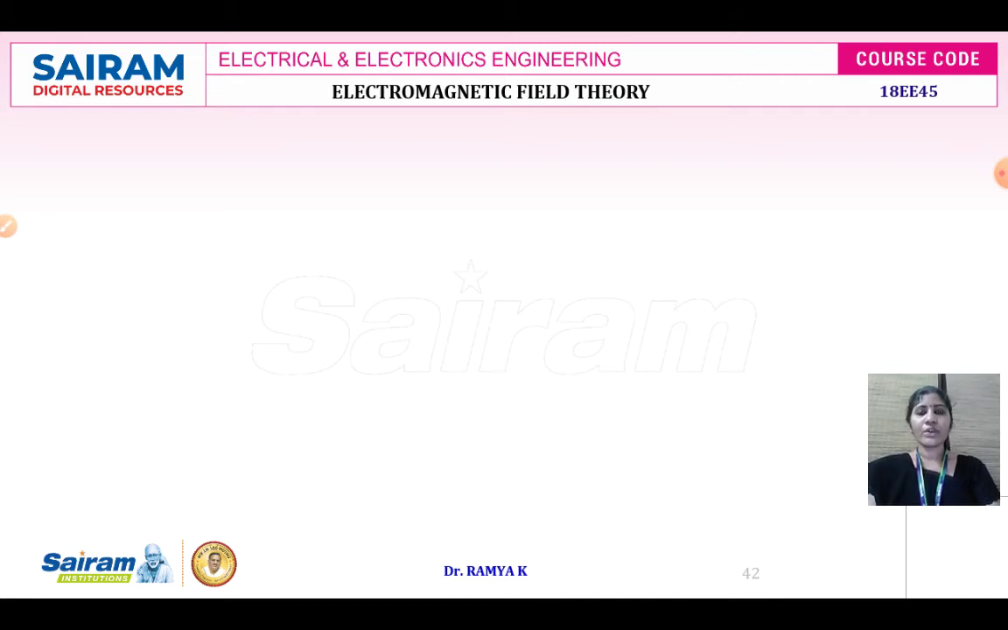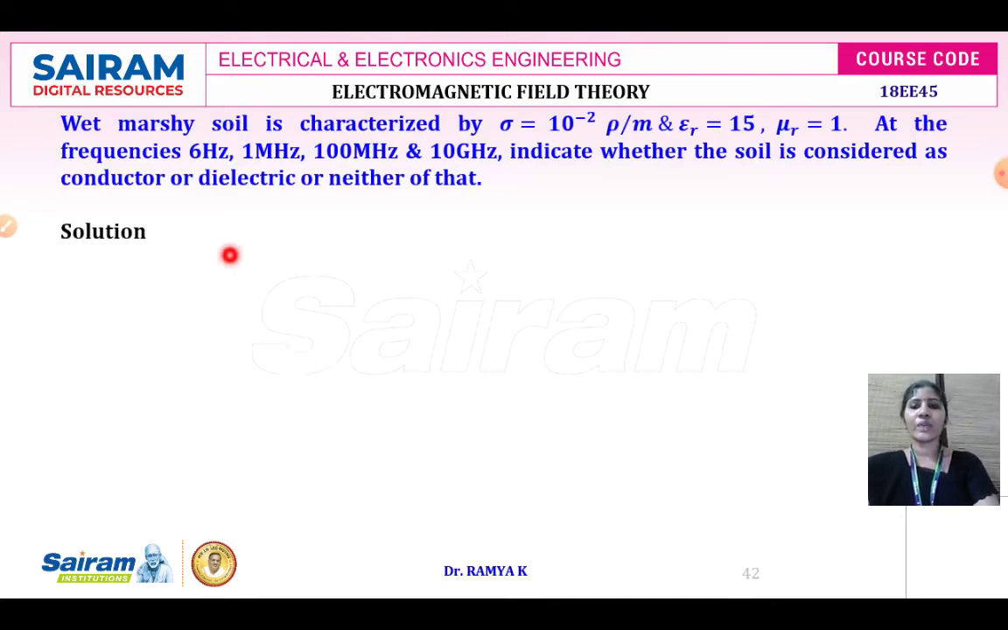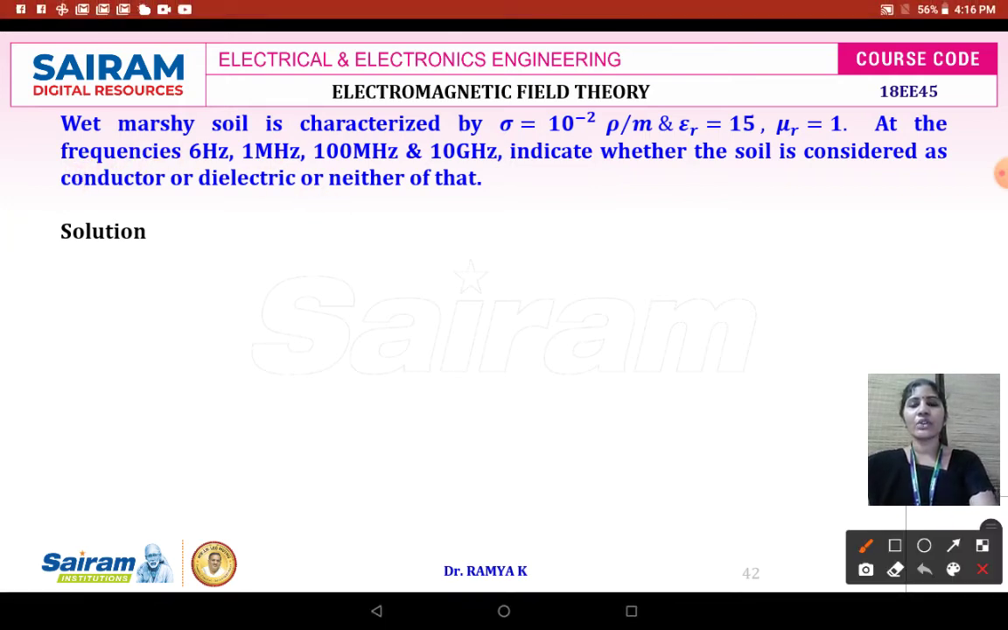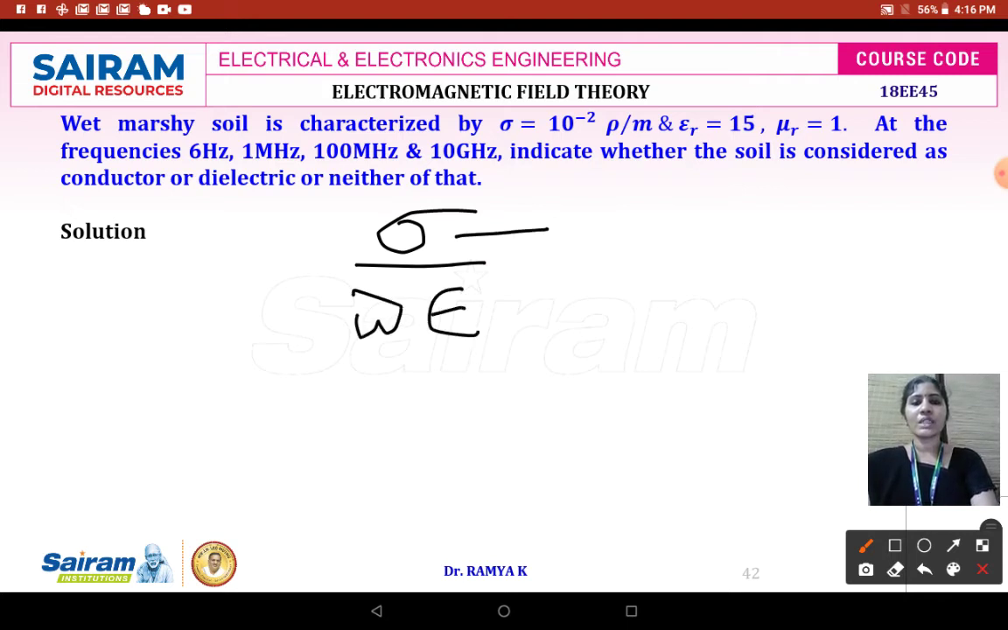Now next we are going to see one problem based on the loss tangent. Wet marshy soil is characterized by conductivity 10 to the power of minus 2 mho per meter, relative permittivity epsilon r of 15, and relative permeability 1, at various frequencies like 60 Hz, 1 MHz, 100 MHz and 10 GHz. We should indicate whether the soil is considered a conductor or a dielectric. So here we need to identify the loss tangent, that is sigma divided by omega epsilon. Sigma is the conductivity given in the problem. Epsilon is equal to epsilon naught into epsilon r.